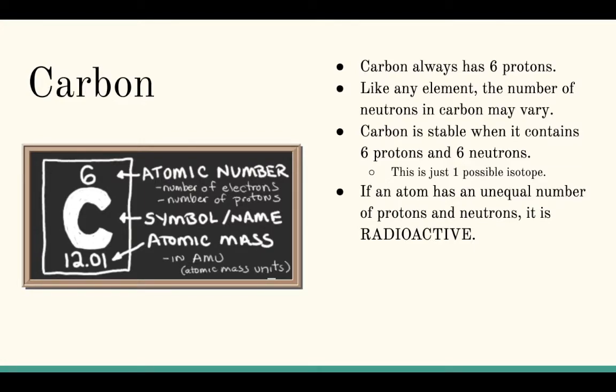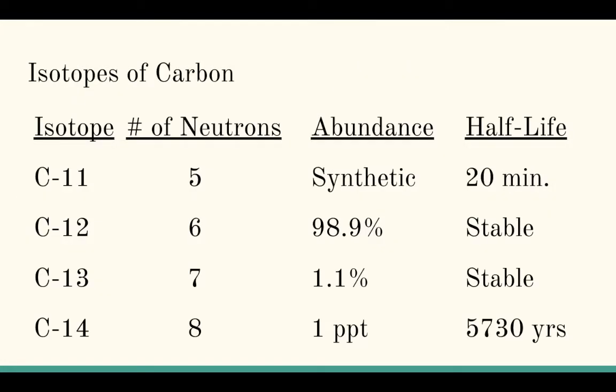Carbon is stable when it contains 6 protons and 6 neutrons. When the number of neutrons changes, it is considered unstable and radioactive. The atomic mass number, as indicated here, of carbon is 12.01. This is an average of the isotopes that occur naturally, and the closer it is to 12, the more common 12 is, as we'll see on this next slide here.